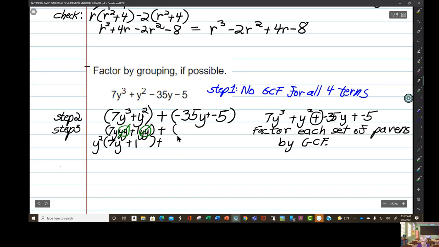So now I'm going to write this out. -5 times 7y plus -5 times 1. See, when I take out the -5, it's nice to have a 1 there rather than having to remember it. -5 is going to be our GCF. I put that in front. And then I mark through what I circled. And I am going to be left with 7y plus 1.